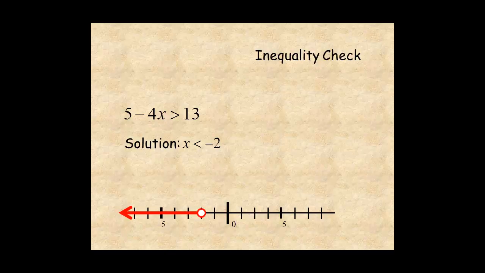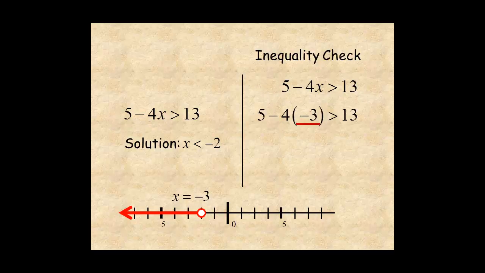For the inequality check, select a convenient value in the solution set, like x equals -3. Then rewrite the inequality and substitute x equals -3. Next, -4 times -3 is +12, and 5 plus 12 is 17. Since 17 is greater than 13, the inequality checks.